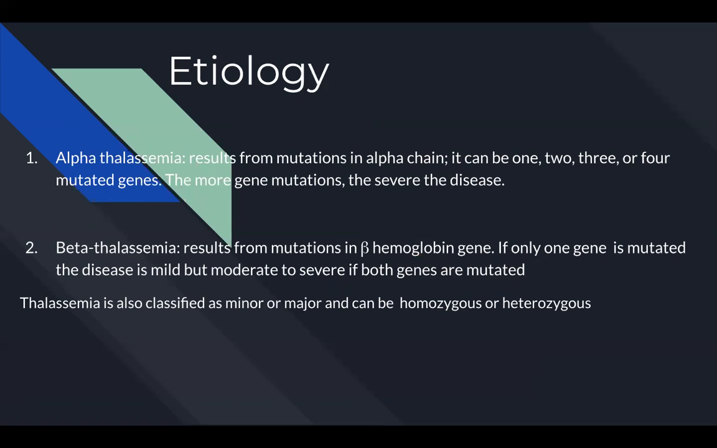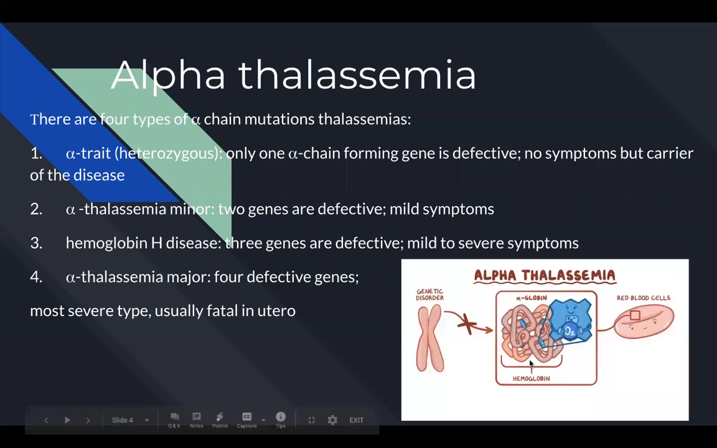Next, please. Alpha thalassemia results from mutation in the alpha chain. It can be 1, 2, 3, or 4 mutated genes. The more mutations there are, the more severe the disease. Beta thalassemia results from mutation in the beta hemoglobin gene. If only one gene is mutated, the disease is mild, but moderate to severe if both genes are mutated. Thalassemia can also be classified as minor or major, and it can be homozygous or heterozygous.